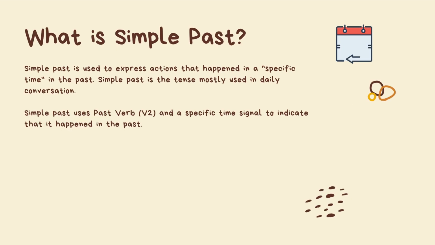Simple past is used to express actions that happened in a specific time in the past. Simple past is the tense mostly used in daily conversation. Simple past uses past verb or verb 2 and a specific time signal to indicate that it happened in the past.